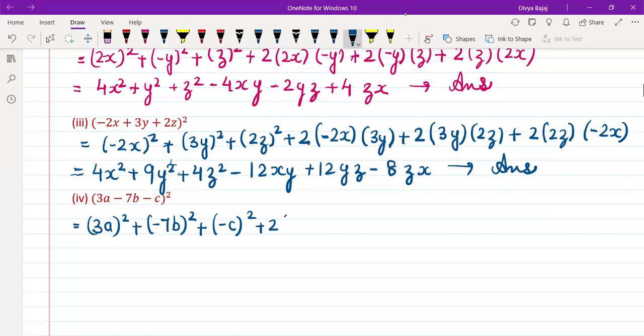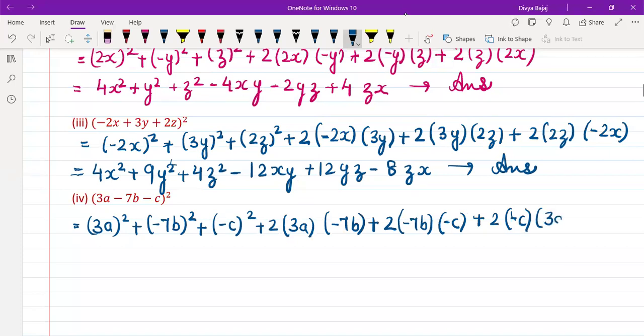Plus 2AB. A is 3a. B is the middle one, minus 7b. Now 2BC. B is the middle one, which is minus 7b, and C, which is the third term, which is minus c. Now the last, 2CA. C is the last term, which is minus c. A is the first term, which is 3a. So let's solve it. 9a square.